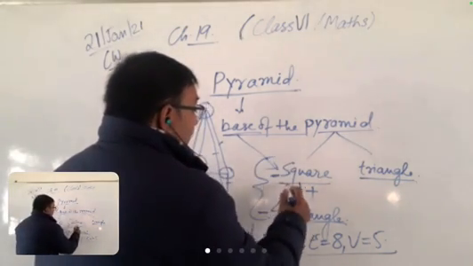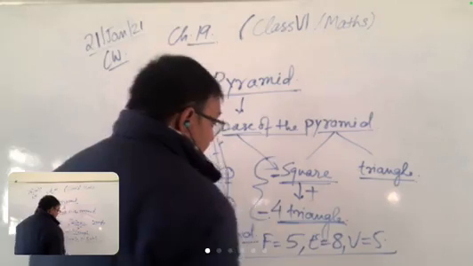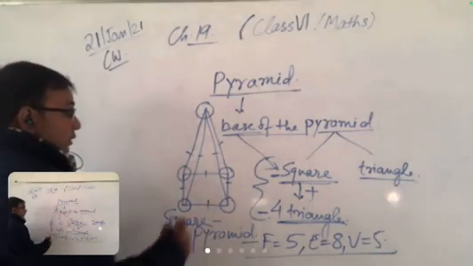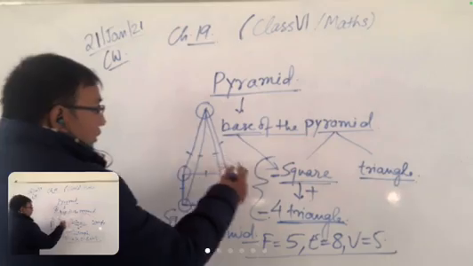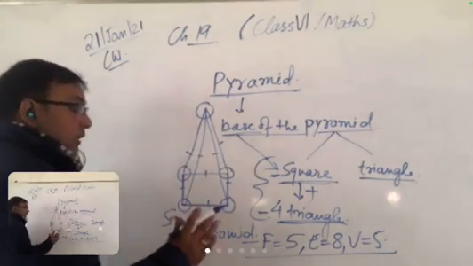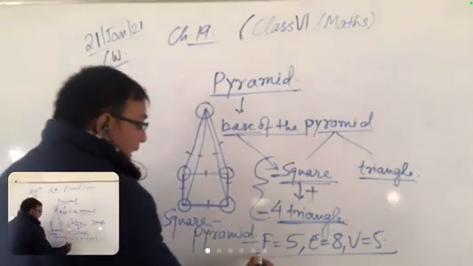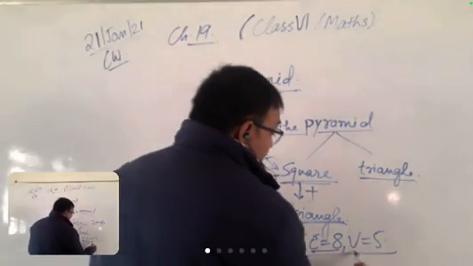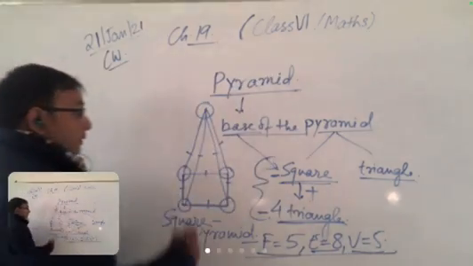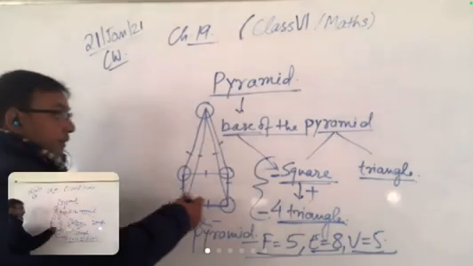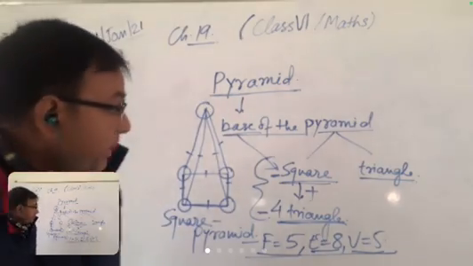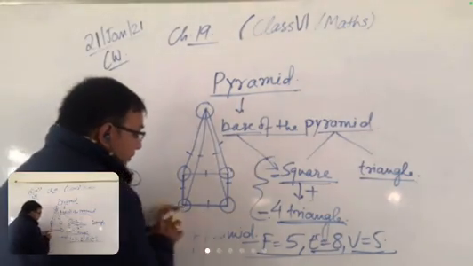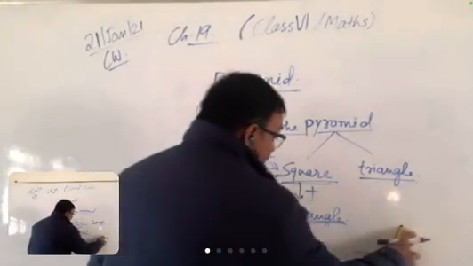Now see the square and triangle. The base is square and the four sides are joined with triangles. The number of faces is 5, edges is 8 and vertices is 5. So I think now everyone can draw this figure. Is everyone able to draw it? Good.